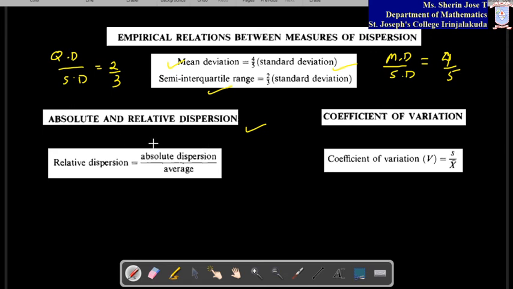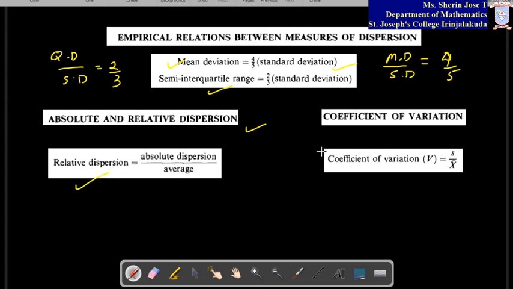Now absolute and relative dispersion. Let us see what is meant by them. Absolute dispersion means whichever measure of dispersion you consider, you can call it absolute dispersion. And relative dispersion means absolute dispersion divided by average. Absolute dispersion can be standard deviation, mean deviation, quartile deviation, anything. Divided by average, that will give you relative dispersion.